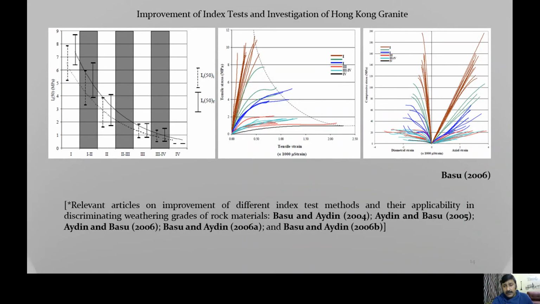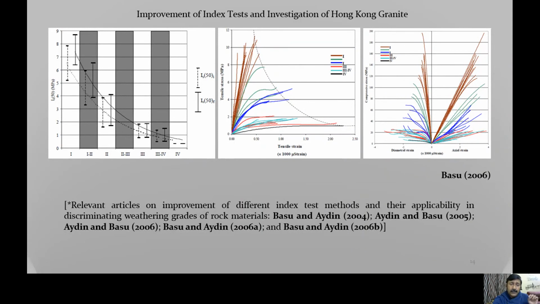And this particular diagram, the third diagram, is the stress strain diagram under the uniaxial compression test, and we can see as the weathering grade intensifies, how the nature of the stress strain curve is changing. Okay, so the plasticity is increasing, as you can see, and the strength and Young's modulus are decreasing as weathering is intensifying.